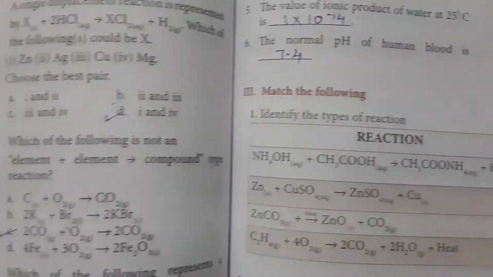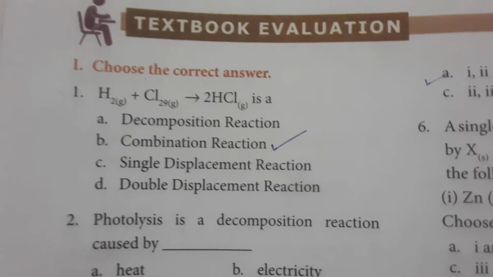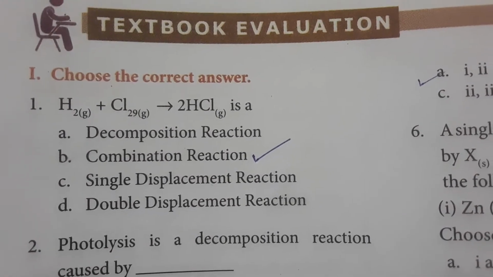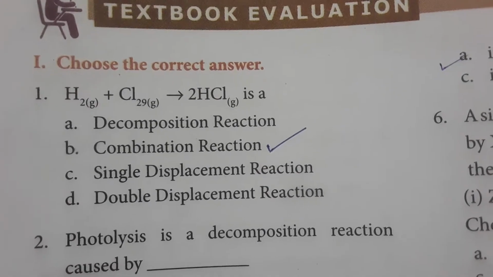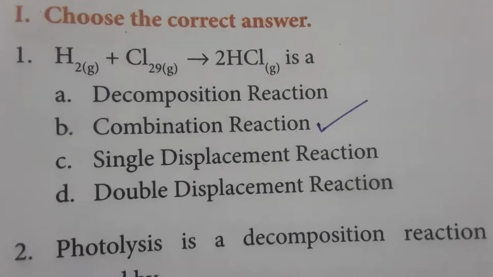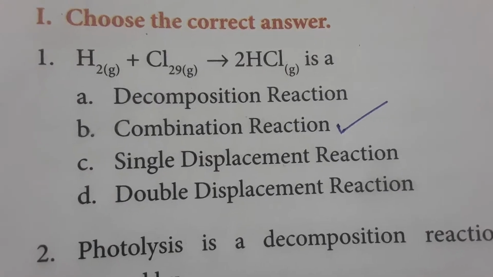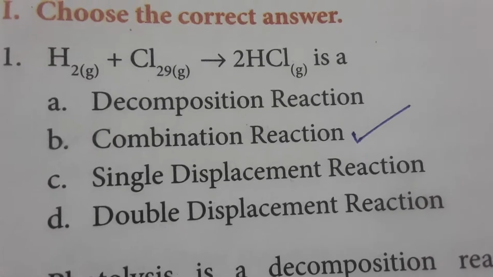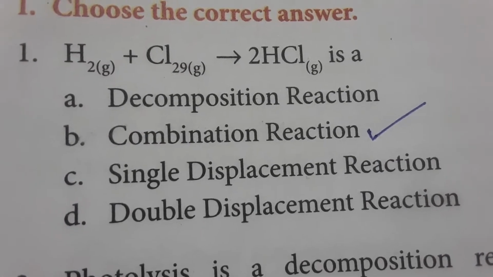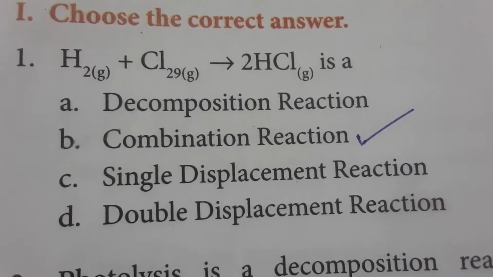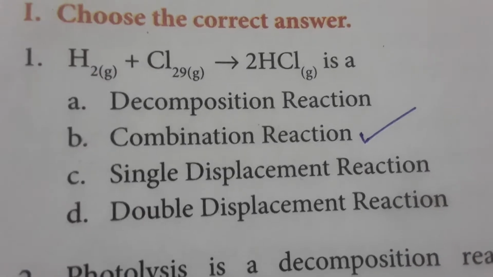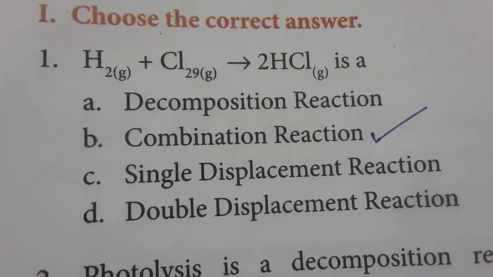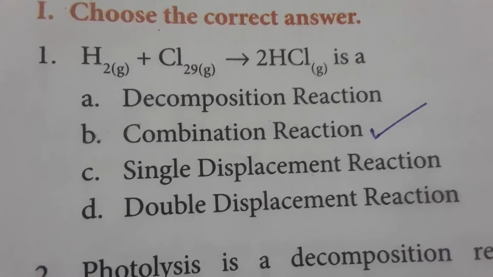So today we are going to see the book back exercises from the class 10 Tamil Nadu Samacheer Kalvi science book. We will see the textbook evaluation first. Choose the correct answer. H2 plus Cl2, in the subscript bracket they are giving G, which stands for gaseous form. So H2 is in gaseous form, and chlorine is also gaseous. When they react, they yield two HCl, hydrochloric acid. So it is a combination reaction, because in this reaction hydrogen and chlorine combine to form hydrogen chloride gas.